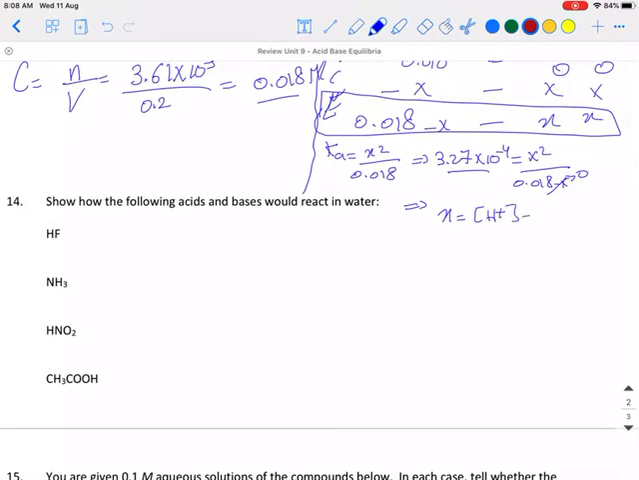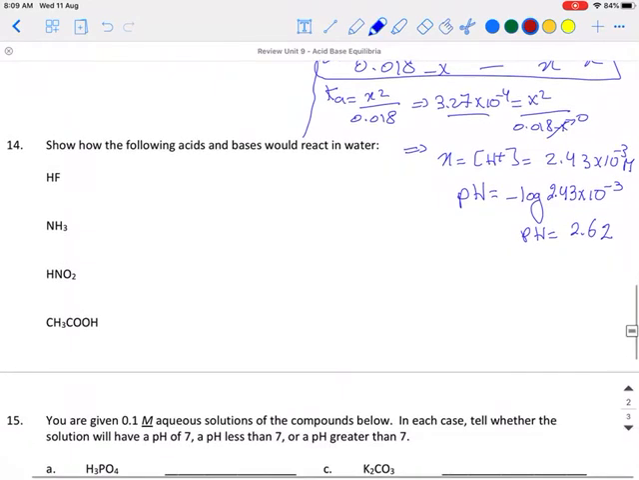So after I calculate and take the radical, the answer x, which is the concentration of H plus, is 2.43 times 10 negative 3 molar up to 3 significant figures. Now to find the value of pH that he wants, it's negative log of H plus, which is negative log 2.43 times 10 negative 3, and the pH value is 2.62.